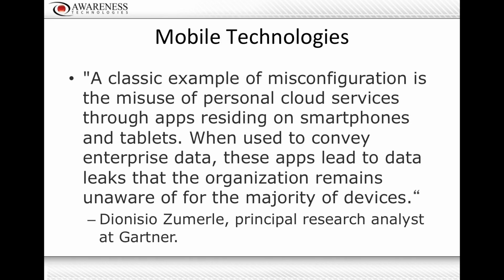The other thing is mobile technologies. A lot of times these incidents that occur on mobile technologies are really accidental. This is a principal research analyst over at Gartner who's saying a classic example of why there's data breaches on mobile technologies is misconfiguration and misuse of personal cloud services through apps residing on smartphones and tablets. It says when used to convey enterprise data, these apps lead to data leaks that the organization remains unaware of for the majority of the devices.